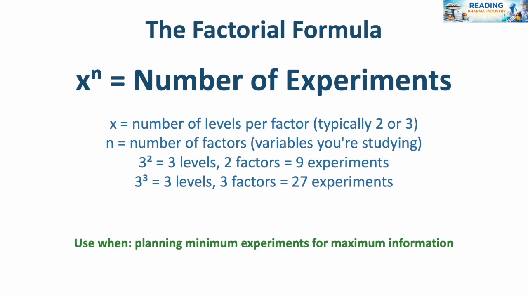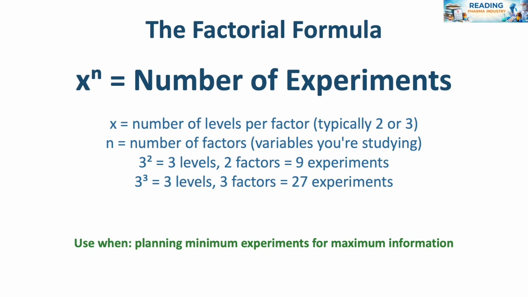The general formula that is used in factorial design is shown here and is expressed as x to the power of n. That gives us the total number of experiments that we need to do. X here is the number of levels per factor. That means low, medium, or high. So usually either 2 levels, low and high, or 3 levels, low, medium, and high. This is the most common, and we're going to follow this.